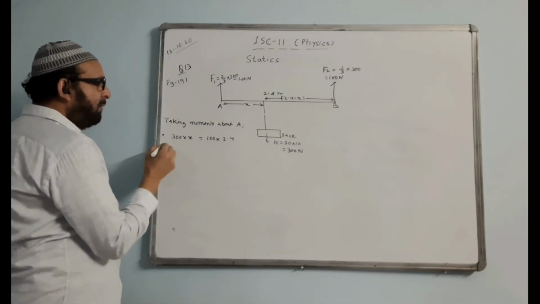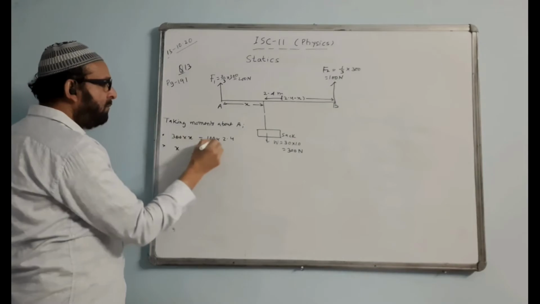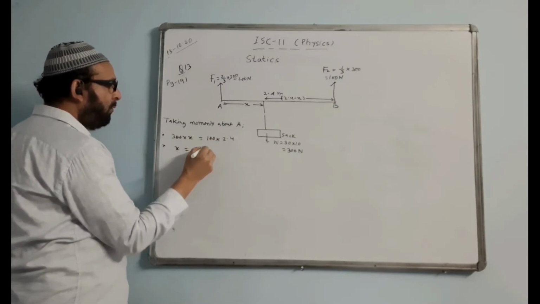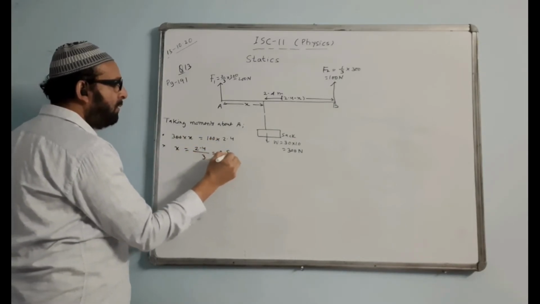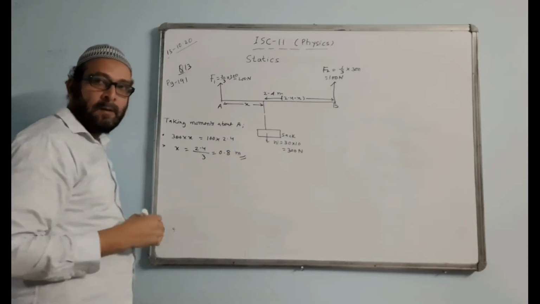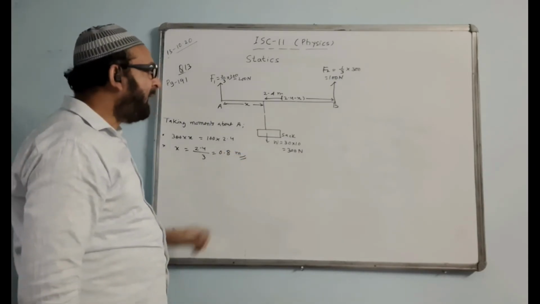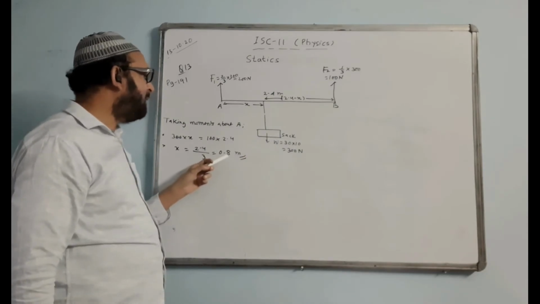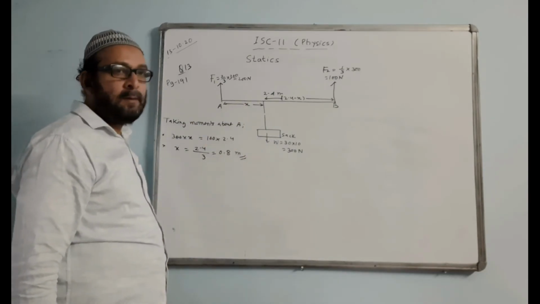Now we find the answer of x. The value of x will come as 2.4 by 3, the answer is 0.8 meter. That means the sack must be suspended at a distance of 0.8 meter from A. That is the answer.